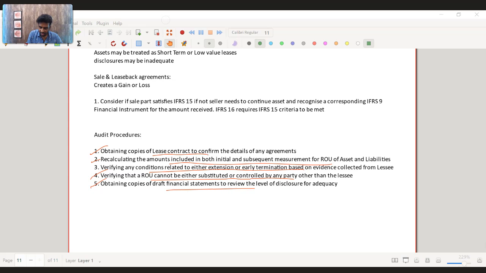Obtaining copies of the draft financial statements to see the level of disclosure, the adequacy of the disclosure. Whether the disclosure is appropriate or not should also be clearly checked when it comes to the lease contract, to establish if an ROU asset and a lease liability could be established or not. You have to very clearly check that.